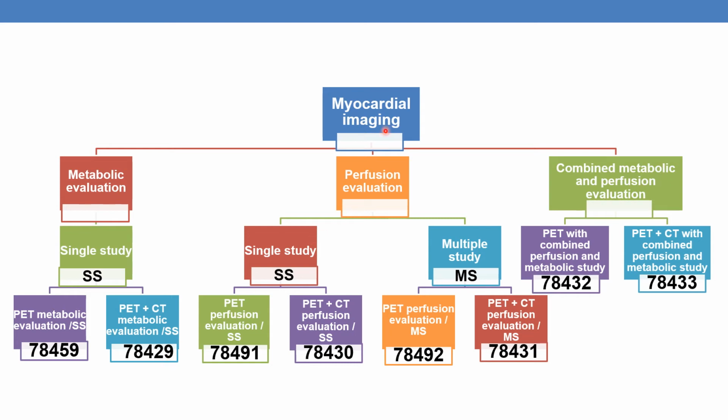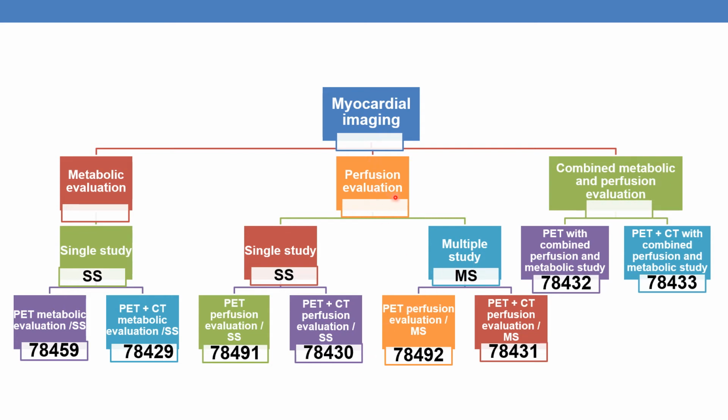Now coming to myocardial imaging via perfusion evaluation. It is again divided into single study and multiple study. Whenever myocardial imaging is done using PET scan via perfusion evaluation single study, the CPT is 78491. Similarly, when PET scan is combined with CT camera via perfusion evaluation single study, the CPT is 78430.